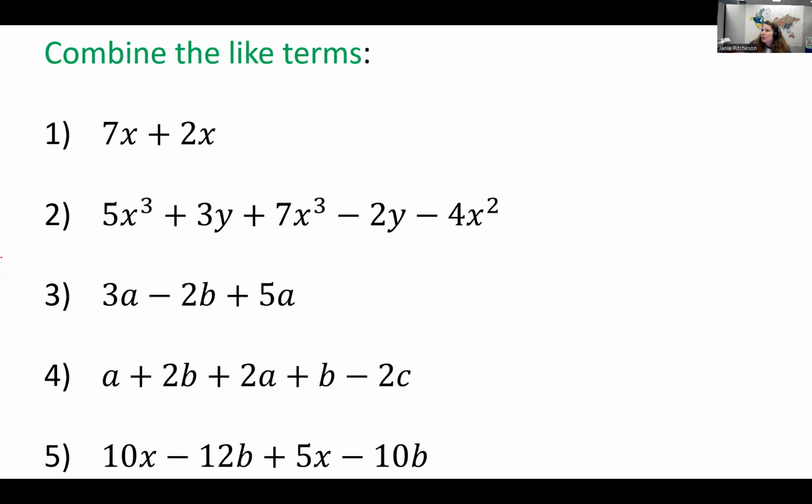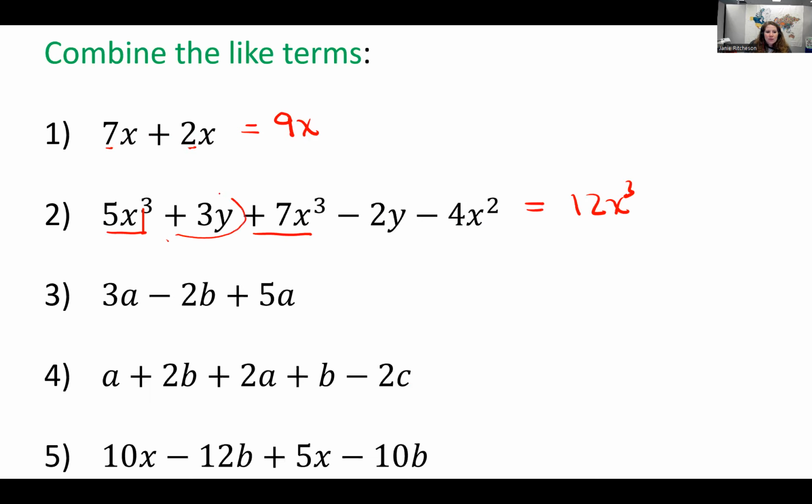All right, so I want you guys to practice. We'll do them together, and then on the next screen, I want you guys to practice without me first. So 7x plus 2x is 9x. We're adding those coefficients. All right, so 5x cubed is like 7x cubed. So 5x cubed plus 7x cubed is 12x cubed.